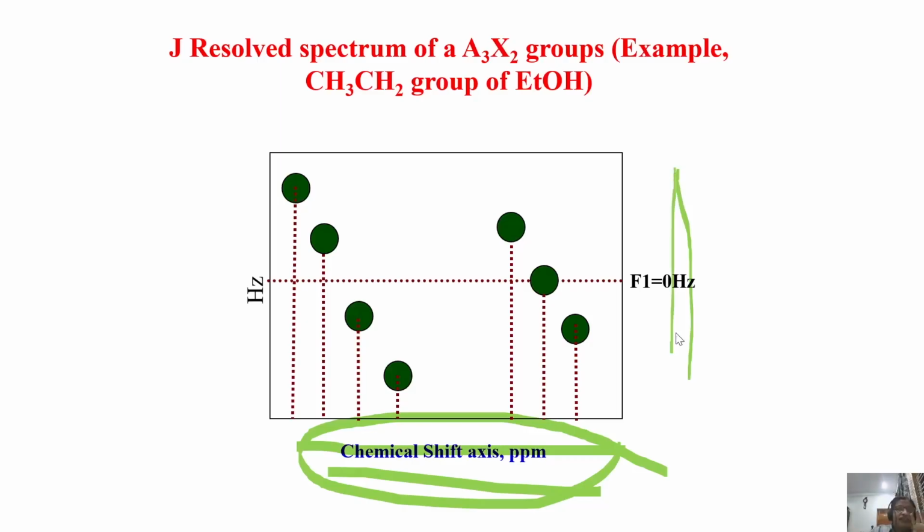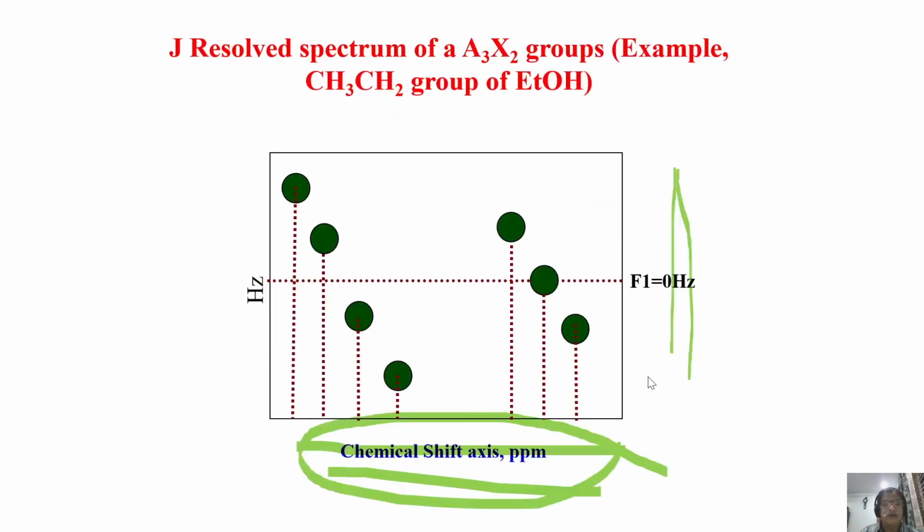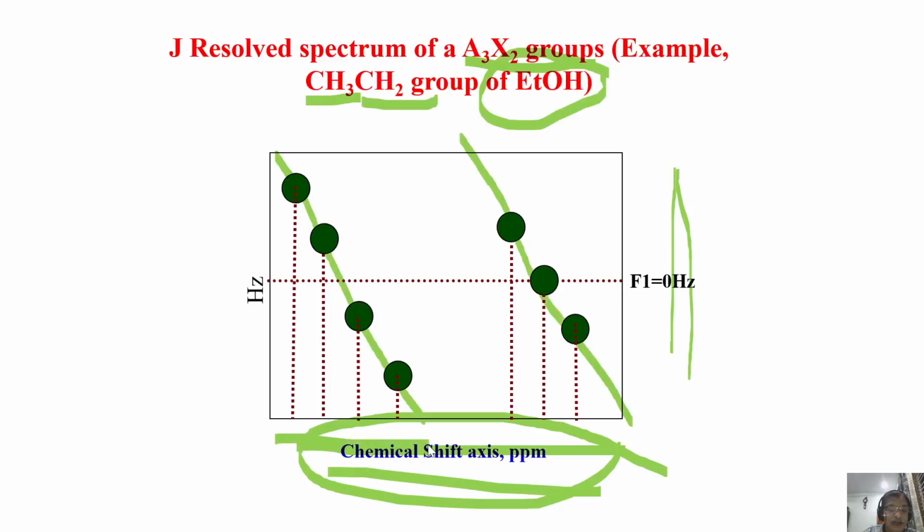In the J-resolved experiment, simply a 2-pulse sequence like this, 90, t1 by 2, 180, t1 by 2, that is the sequence. And then all you have to do is, when you do an experiment, this is an example for an A3X2 type, CH3 coupled to CH2, the CH3 CH2 group of ethyl alcohol. Now, because of the J coupling, it appears as if it is tilted by 45 degrees here. So this has delta and J both present.